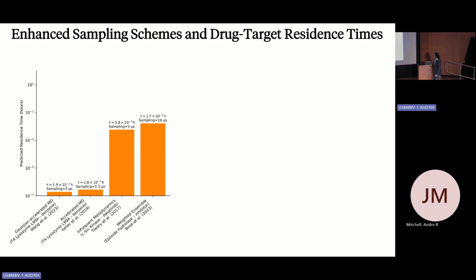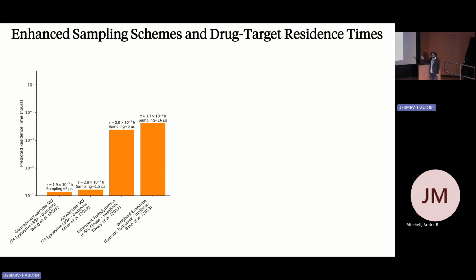So what do we do? This is the kind of approach where I searched for the papers that talked about the prediction of residence times using these methods. And the list might be incomplete, and I'm sorry if that is, but these are the highest residence times I could find with these methods. And the sampling times are 16 microseconds, 5 microseconds, and so on.